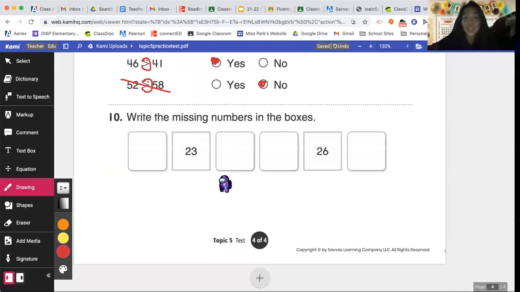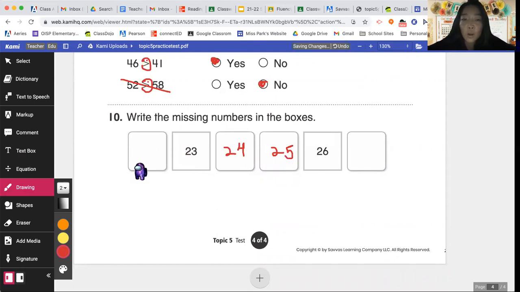Okay, last question. Write the missing numbers in the boxes. Pause the video if you need more time. All right, so let's see. We've got 23 in here and 26 in here. So it looks like it's going up and down 1. So if this is 23, this must be 24. And then 1 more than 24 would be 25. And 1 more than 25 would be 26.